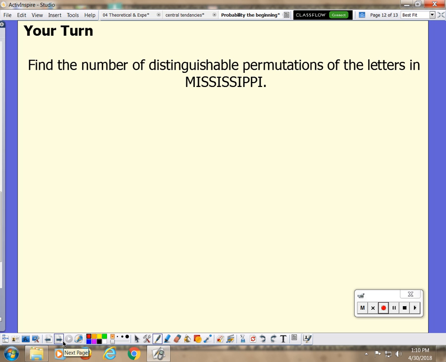Let's look at Mississippi. So we're going to count the letters in Mississippi. 1, 2, 3, 4, 5, 6, 7, 8, 9, 10, 11. There are 11 total letters. Let's start with the M. Does the M repeat? Nope, there's only one of them, 1 factorial. Times I. Does the I repeat? Yes, I see 4 of them, so that's 4 factorial. Does the S repeat? Yes, it does. I see 4 of those, so that's 4 factorial. Does the P repeat? It sure does. That's 2 factorial. So that covers all of my letters.